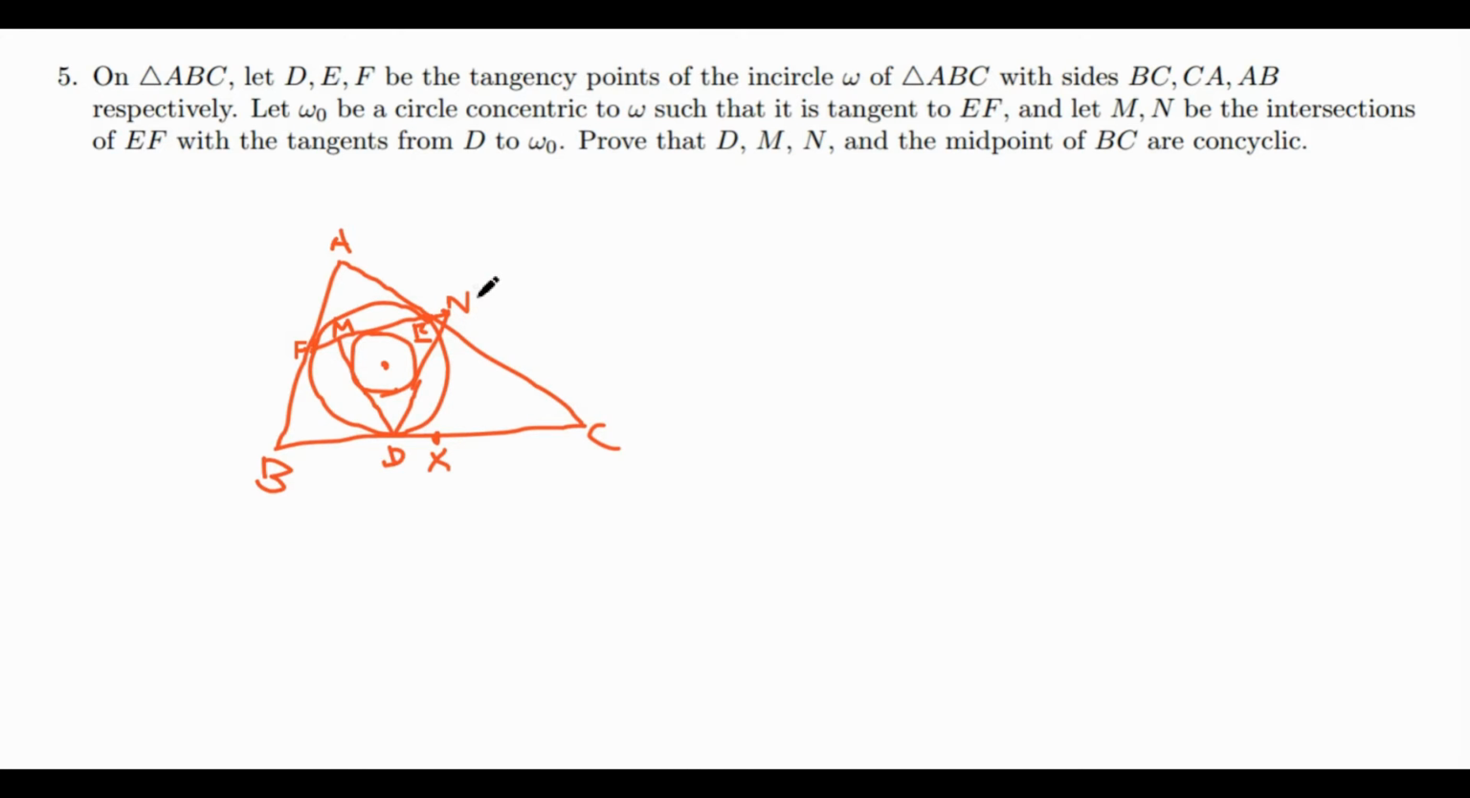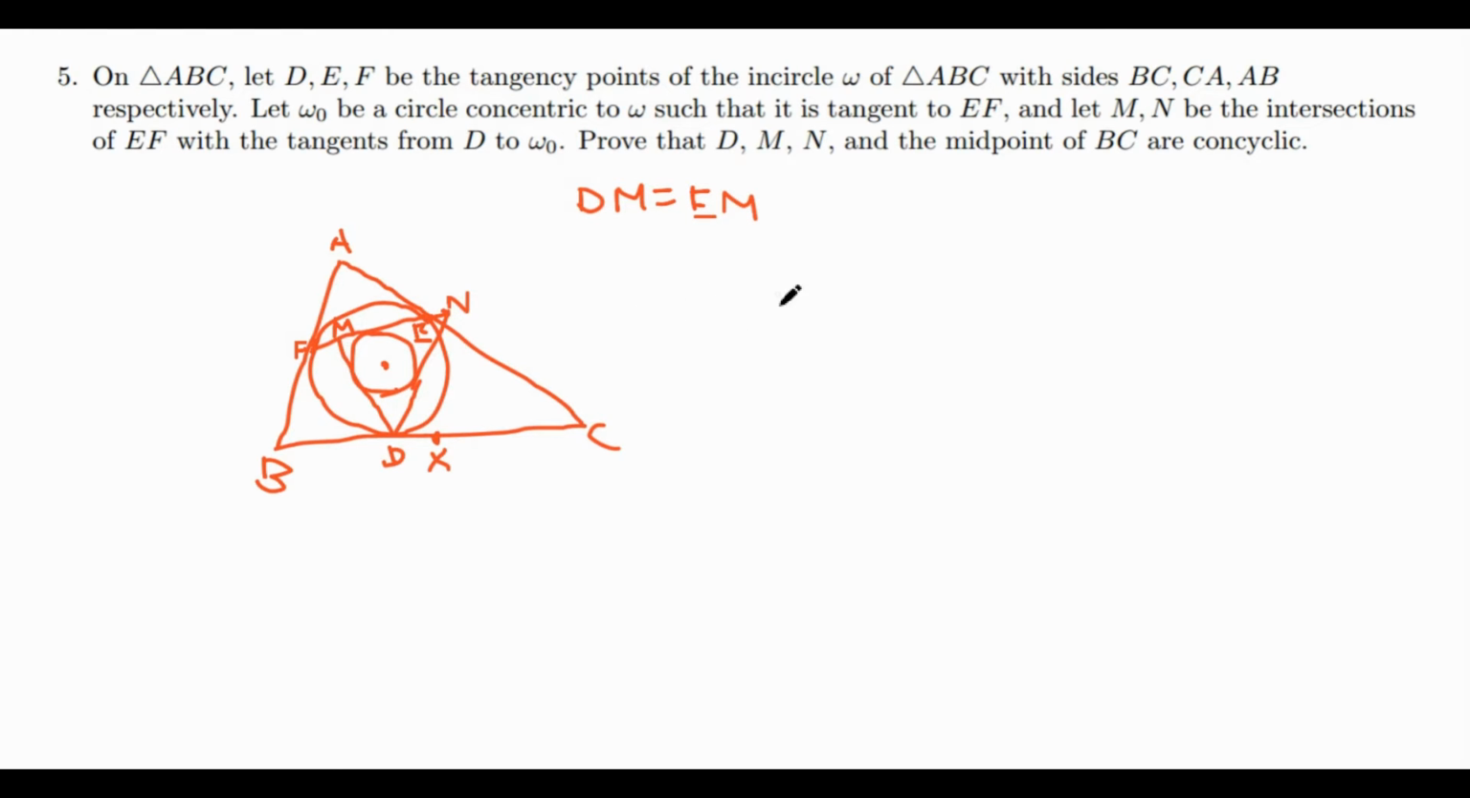So first, this seems like an extremely hard diagram to figure out, because you usually don't deal with having two concentric circles and having the second circle tangent to some random line. But let's see what sort of properties we can find from this diagram. So first off, I'll prove that DM equals EM.